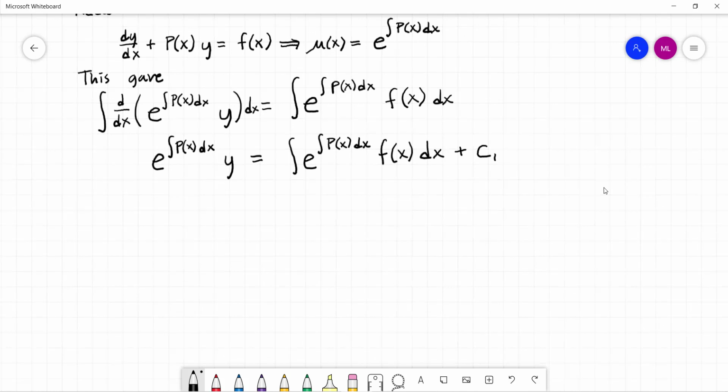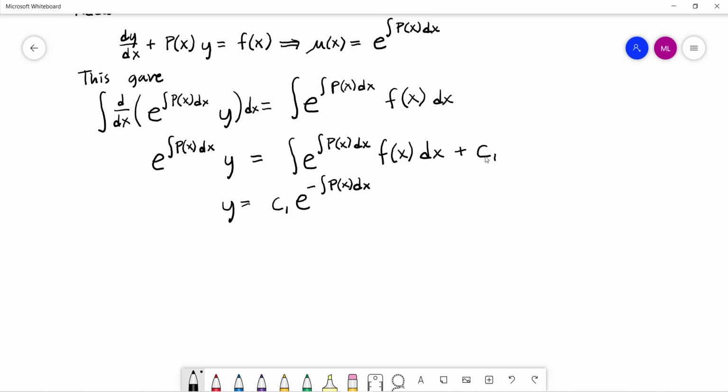And then finally, we would solve for y by multiplying both sides by e to the negative of this power to cancel it out over here, and we would wind up with an expression that looks like the following. So we'd have a constant times e to the negative integral p of x dx. So basically e to the negative this times the constant, and then e to the negative this times the rest of this thing. So e to the negative integral of p of x dx times the integral of e to the integral of p of x dx times the f of x dx.